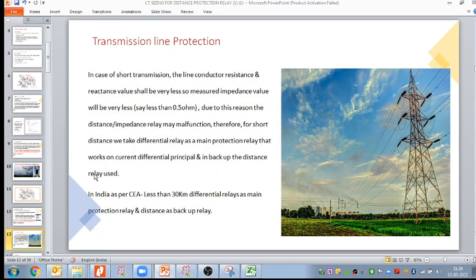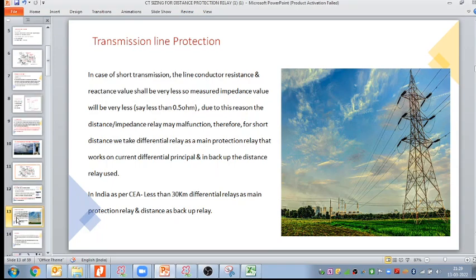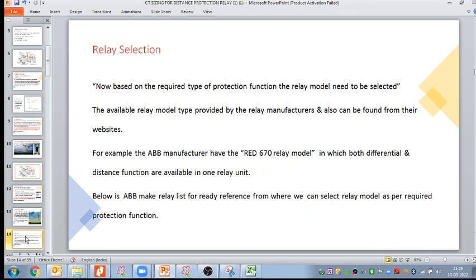one more point. So here we discussed the protection. What kind of protection is required? Now, based on the protection required, let us do the selection of the relay. Based on the required type of protection function, differential and distance, the two protection functions we discussed for the transmission line, the relay model needs to be selected. The available relay model types are provided by the relay manufacturer and can also be found on their websites.